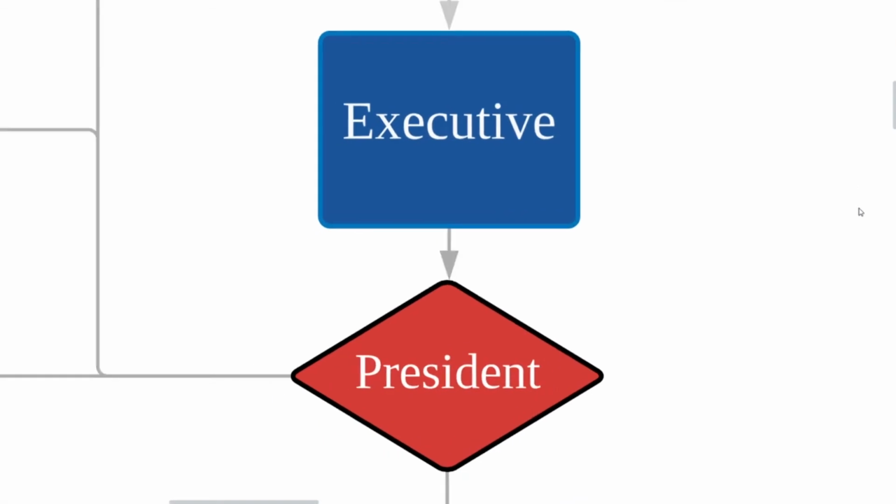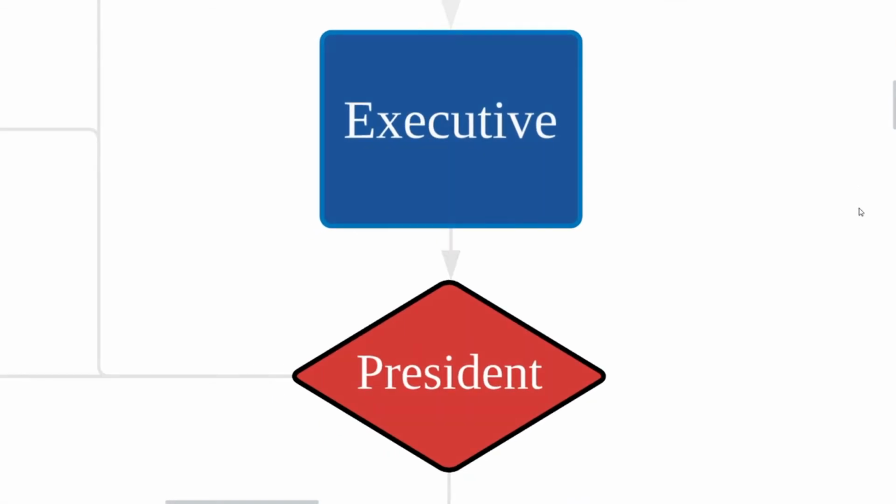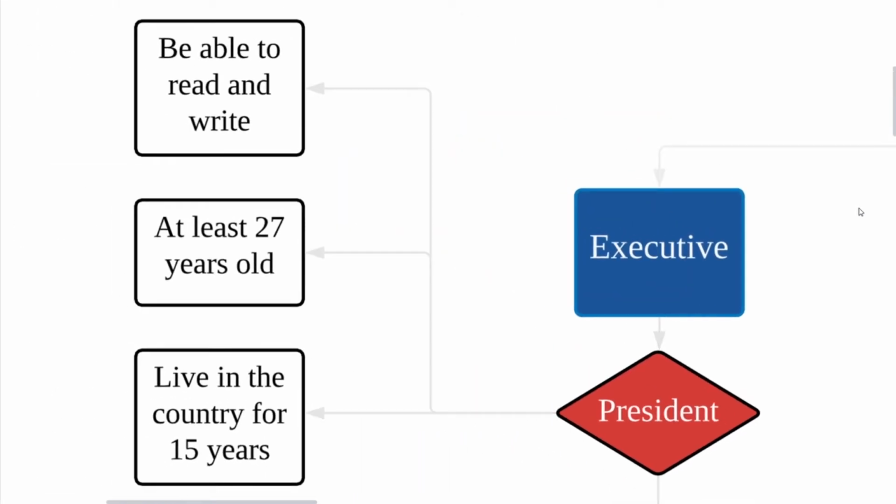The next branch of government is the executive branch, where at the top presides the president of the country. Among the requirements to run for president in our country are that the candidate must be 27 years old, born in the country, have lived in the country for more than 15 years, and must be able to read and write.